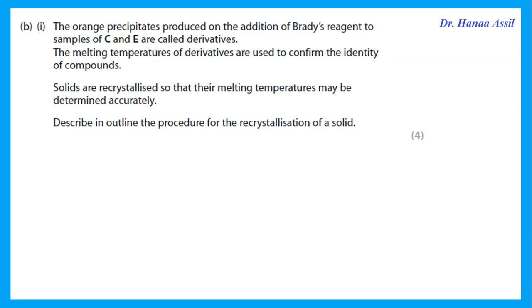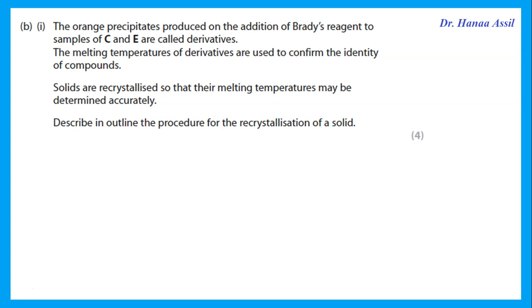The orange precipitates produced on addition of Brady's reagent to samples of C and E are called derivatives. The melting temperatures of derivatives are used to confirm the identity of compounds. Solids are recrystallized so that their melting temperatures may be determined accurately. Describe in outline the procedure for recrystallization of a solid. So if I have a solid and I want to purify it so that I can get an accurate melting temperature, I can recrystallize it.